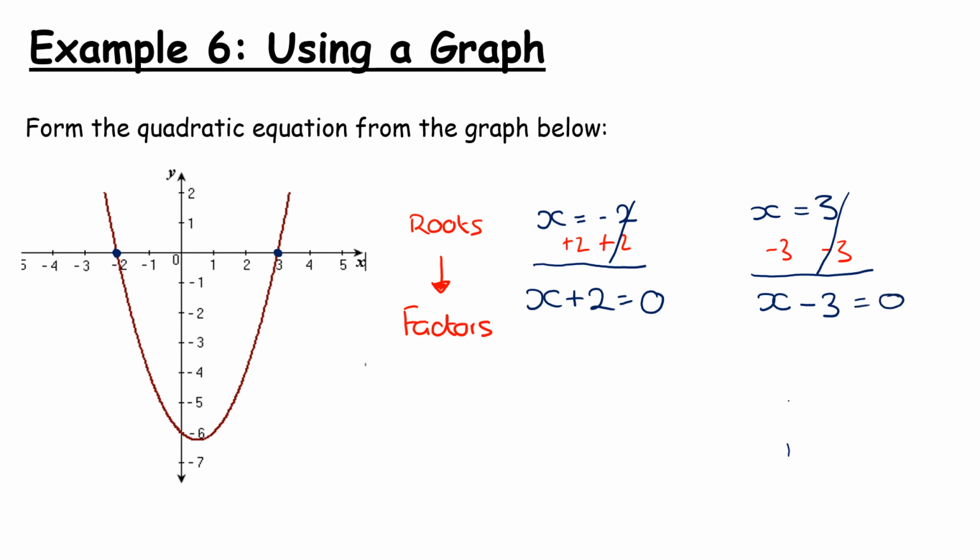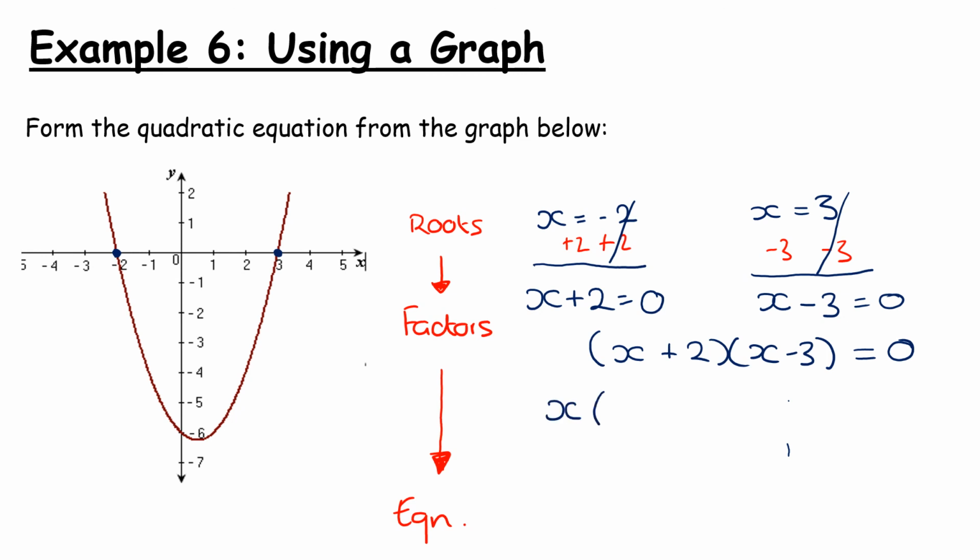The two things equal 0 are our factors, so that's x plus 2 by x minus 3. They are factors. Since they both equal 0, multiplying them together will also give us 0. We then want to expand those two brackets to bring us back to our equation. So I'm going to use split the brackets. So x bracket x minus 3 plus 2 times x minus 3 equals 0.